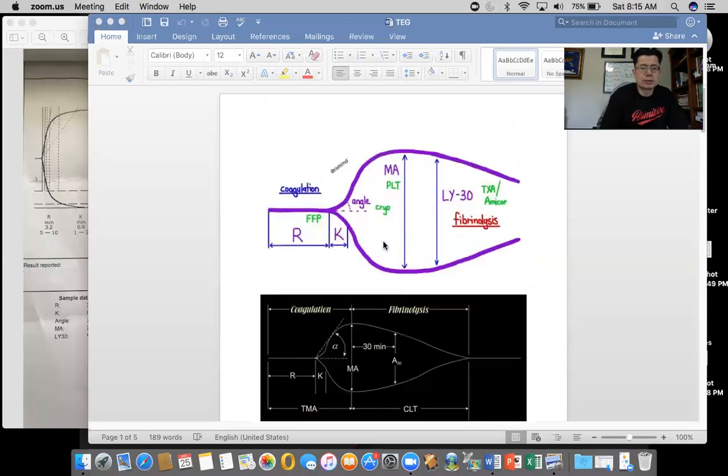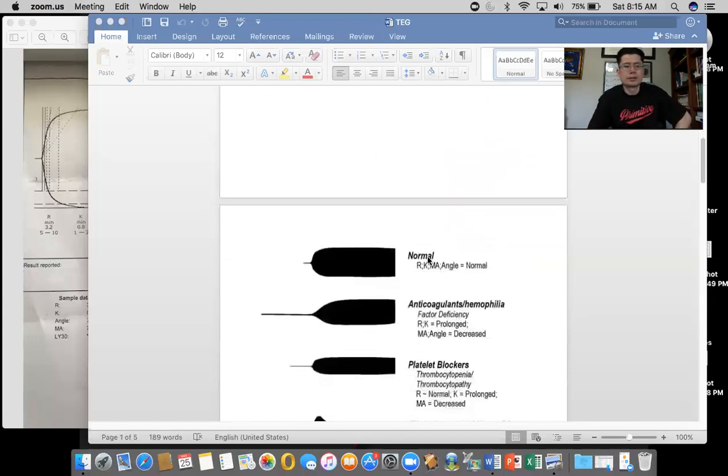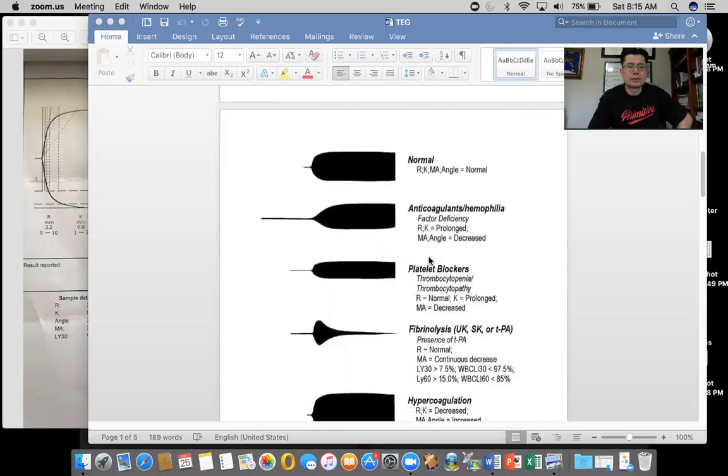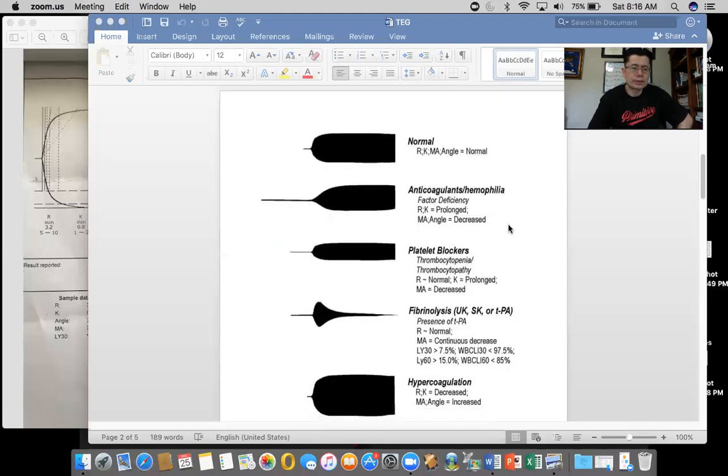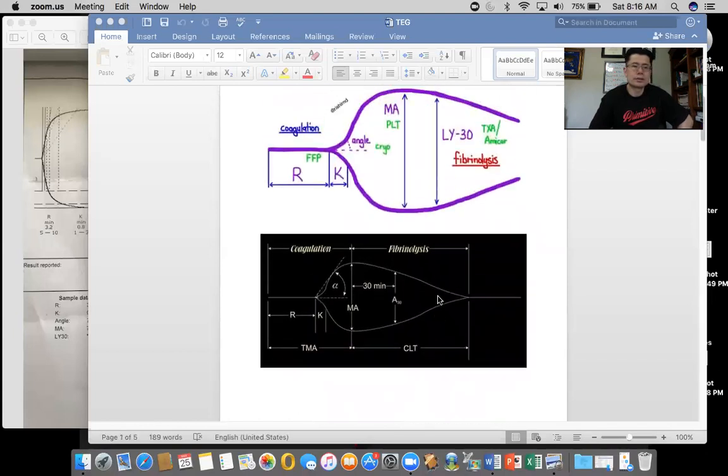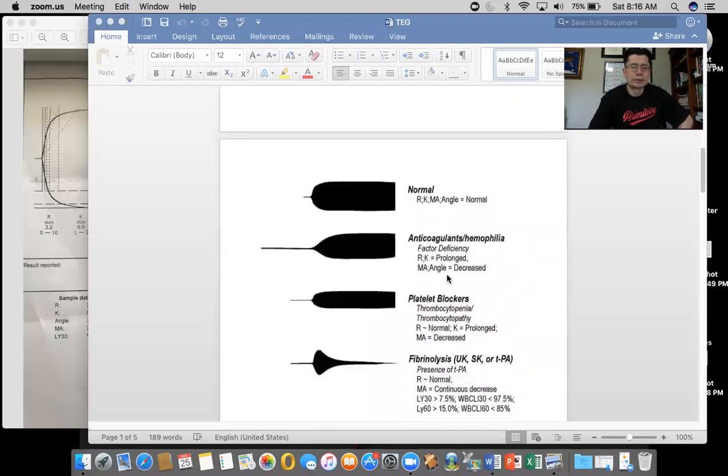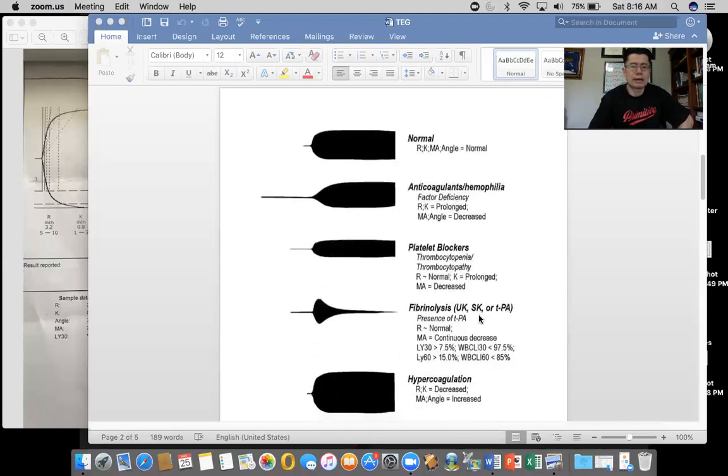So this is what normal looks like. If your TEG looks like this, we talked about the R being prolonged. Usually you have an anticoagulant problem or hemophilia problem or factor deficiency. And then when we talk about clot strength, the MA is decreasing here. So what would you give? We talked about it. Platelets, you got it. The MA is decreased in this section. Same goes here with the platelets. The MA, as you can see, is decreased. So thrombocytopenia, thrombocytopathy, some kind of abnormality.